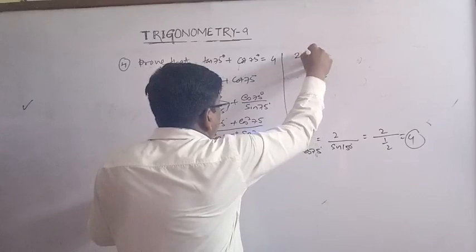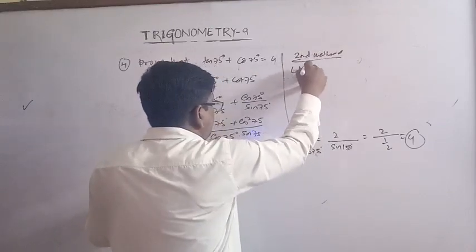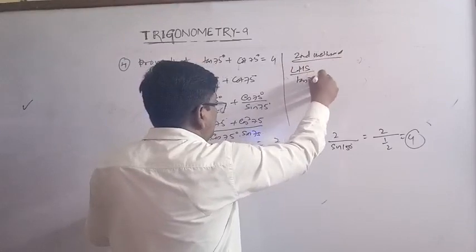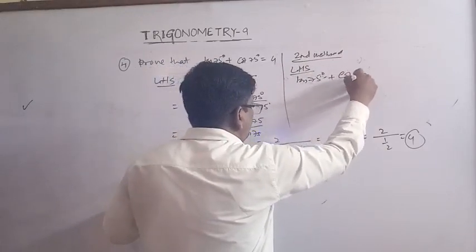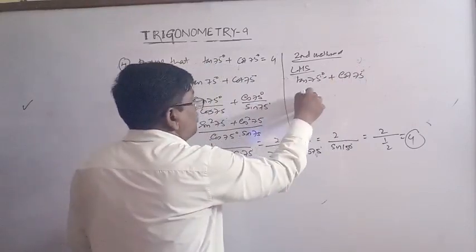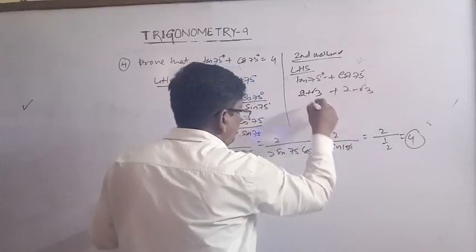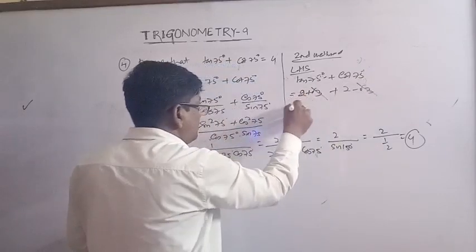Or we can solve by putting the direct value. Or second method: left hand side tan 75 degree plus cot 75 degree. What is the value of tan 75 degree? That is 2 plus root 3. And what is the value of cot 75 degree? 2 minus root 3. So root 3 cancels. This is equal to 4.